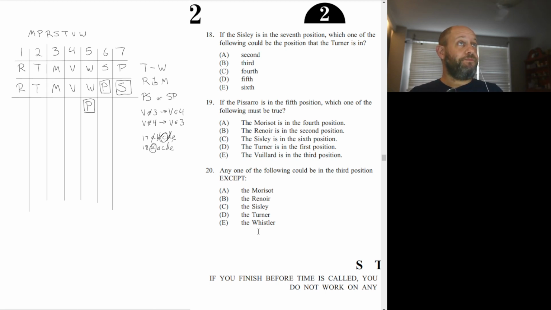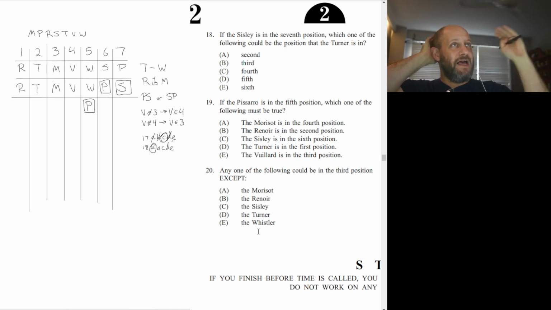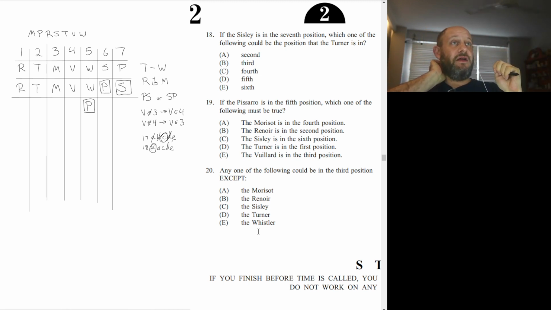Okay. So let's presume that we're just going to start here. P in the fifth position, no deductions, no nothing. We're just going to attempt to make the answer choices false. How do we do that? Well, it says in 19A, M is in the fourth position. So I'm going to put M anywhere else. Anywhere else. And if I can get M anywhere else, then A doesn't have to be true.